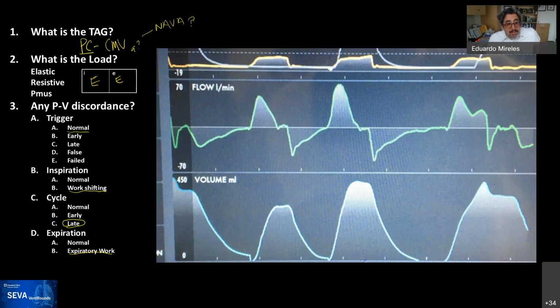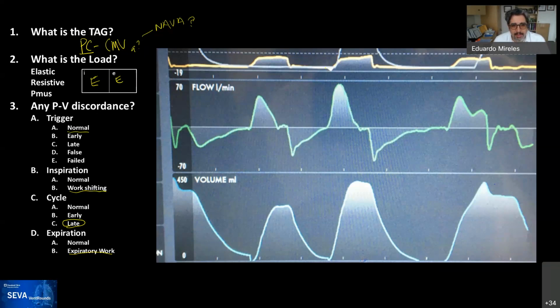This is CMV, and it becomes CMV rapidly, just for you to know it. Just whenever you see a pause at the end of the breath, immediately it becomes a mandatory breath. Just because that means that the patient was trying to exhale, and we're not letting the patient exhale because the I time is set, or there's an expiratory pause at the end, which means that the patient is not controlling expiration, and that makes it a mandatory breath.